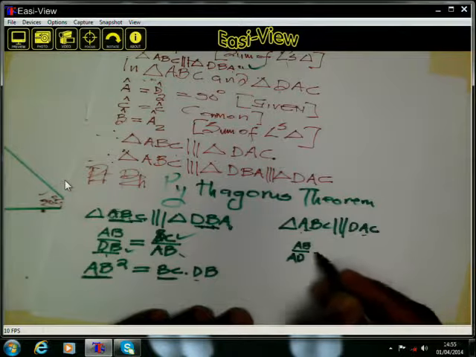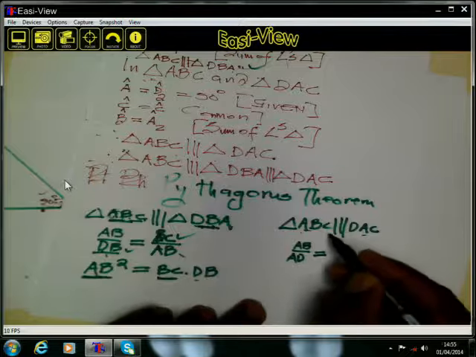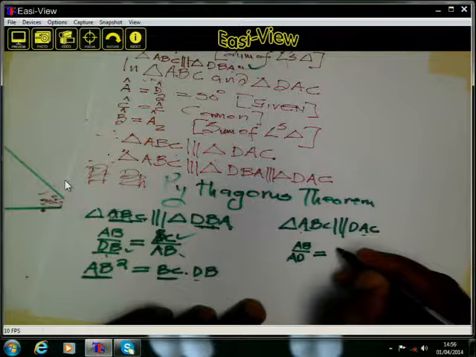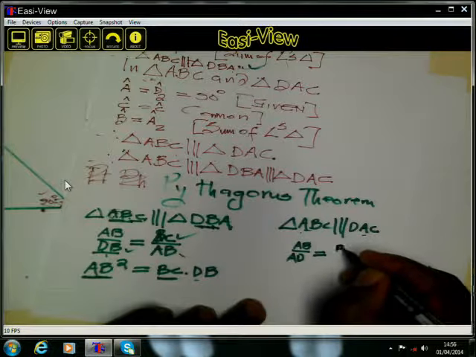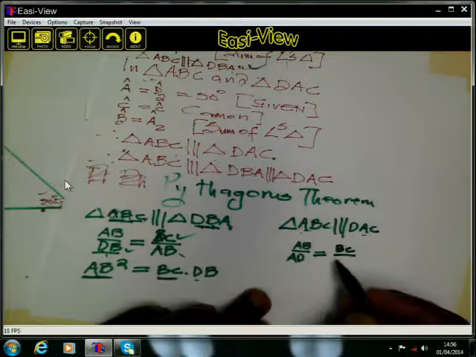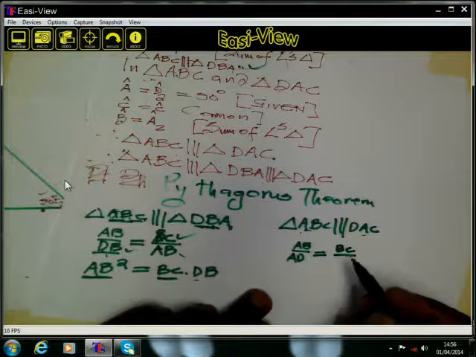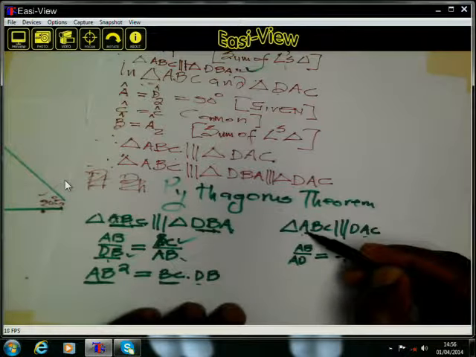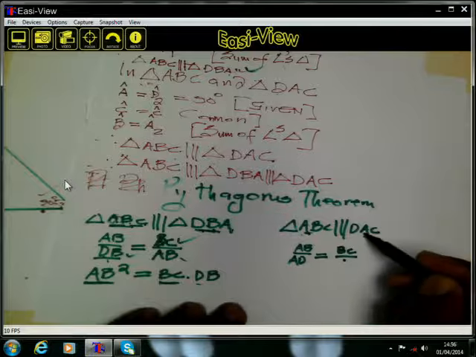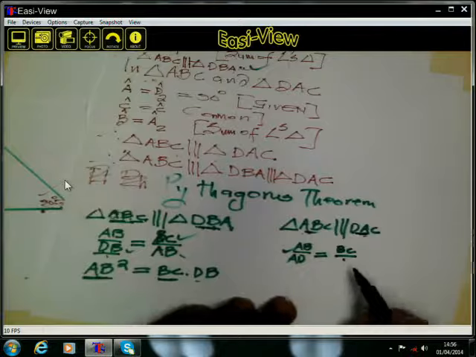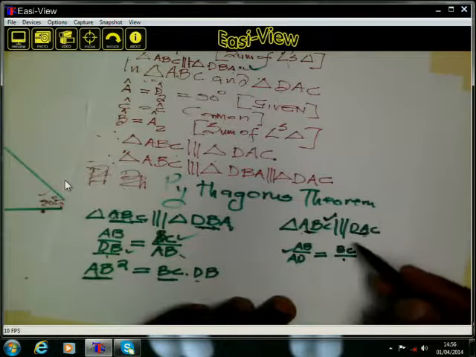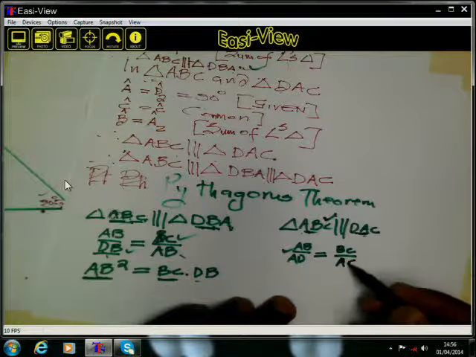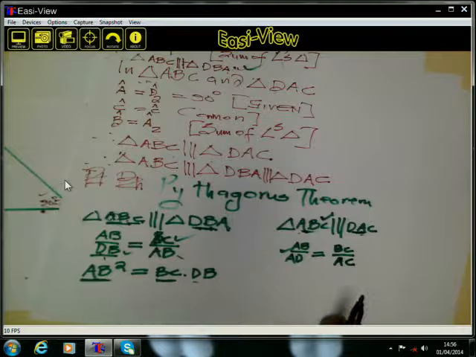AB over DA must be equal to BC over what? Let's go again. We have taken AB over AD, BA over AB, that is correct. Then I must take BC over AC, BC over AC. Do we have anything here? We don't, because I also wanted to relate AC.